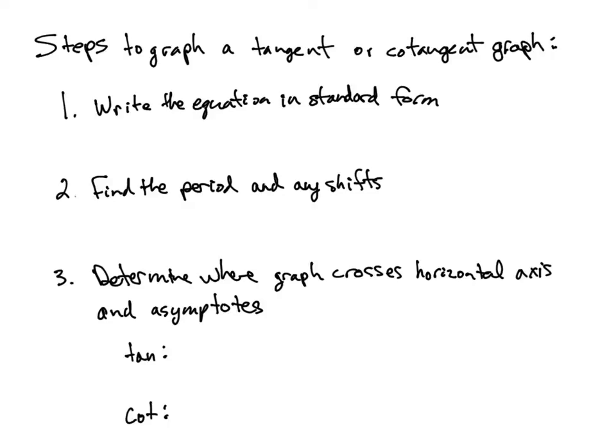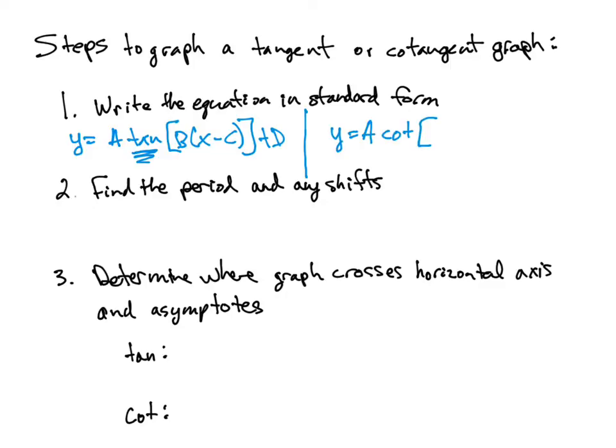Next, let's talk about the steps we need to take to actually come up with a graph of tangent or cotangent, and then we'll see a couple examples. So the standard form for a tangent graph is going to be y equals a times tan of bx minus c plus d. So things are very similar to what we saw with sine and cosine. The only difference here is that now we have a tangent function. Similarly for cotangent, we're going to say y equals a cotangent of bx minus c plus d. So we've got to get the given equation into standard form.